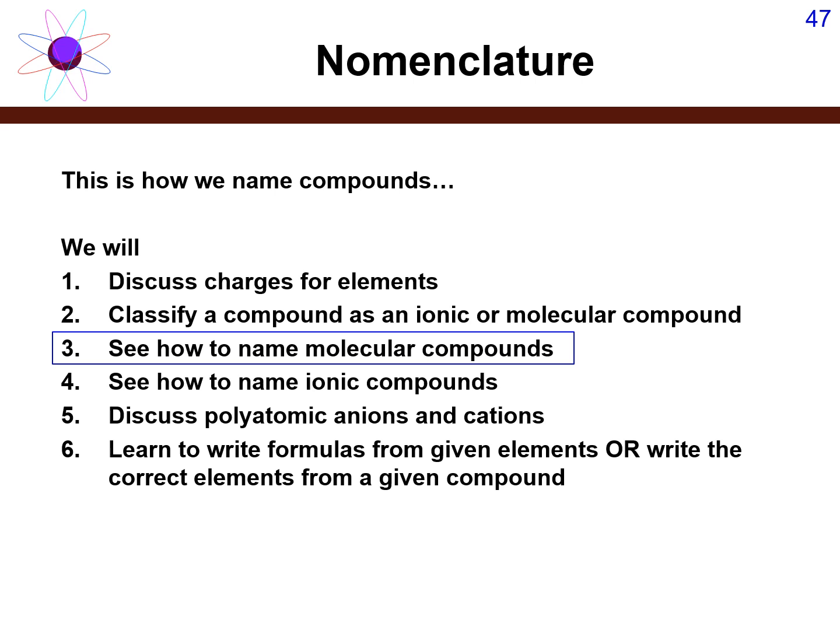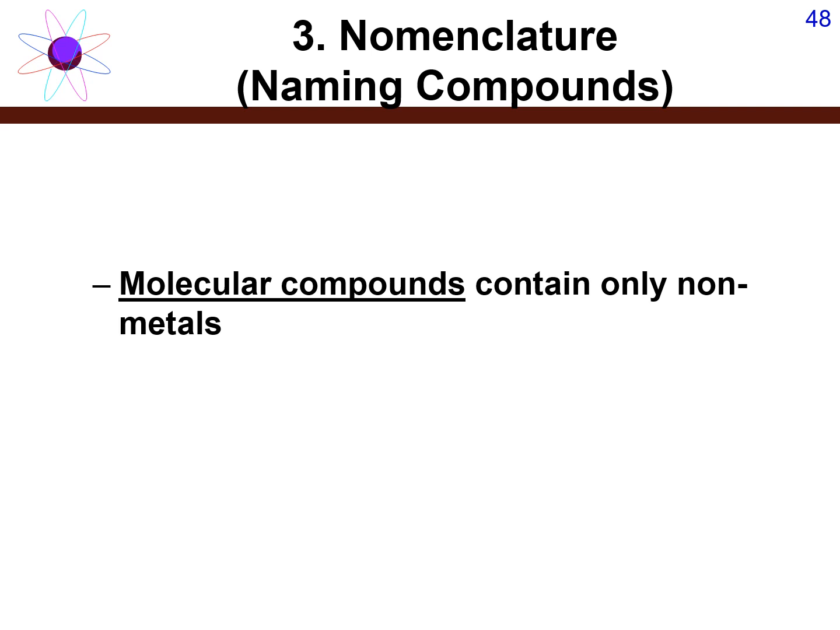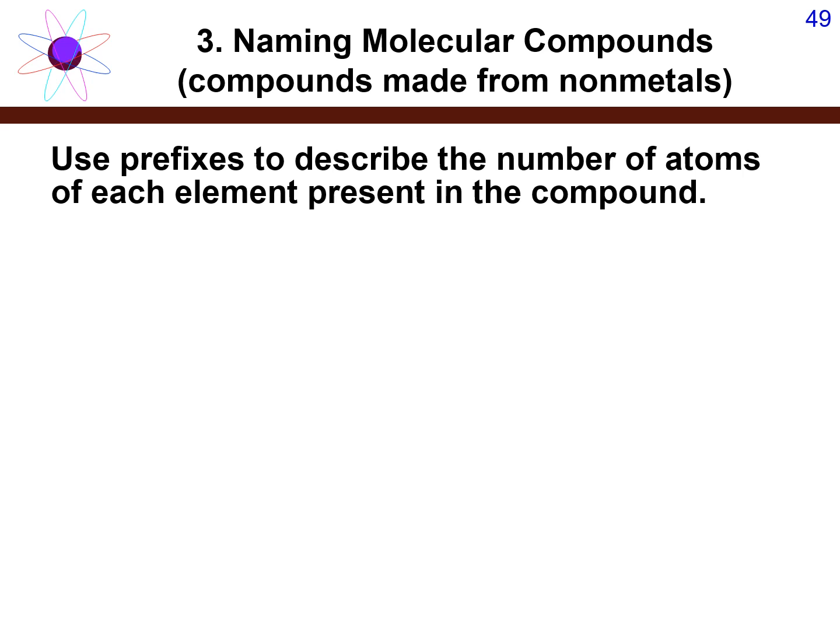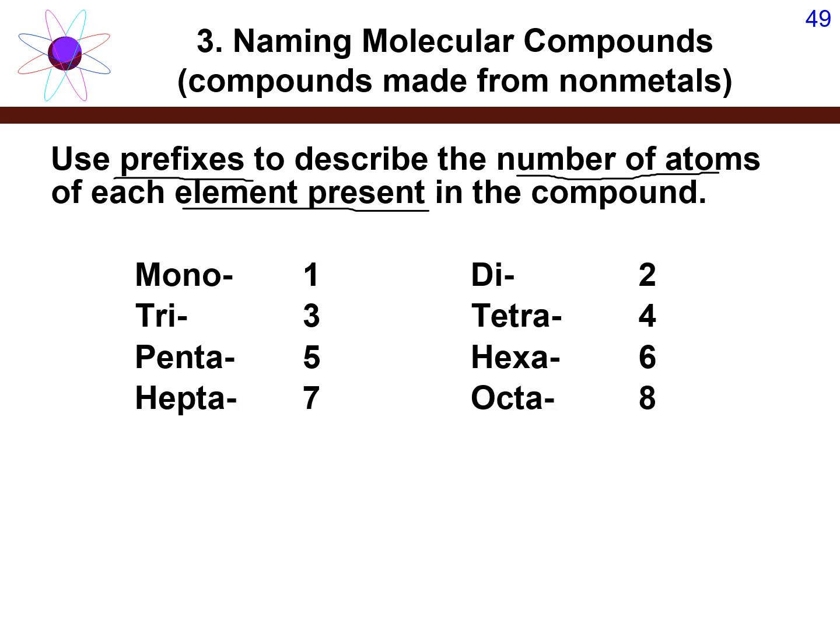Okay, so let's see how to name these molecular compounds. Molecular compounds contain only nonmetals. That's what we're focusing on, not ionic compounds right now. We use prefixes, and these are Greek prefixes, to describe the number of atoms of each element present in the compound. So mono is 1, di is 2, tri 3, tetra 4, penta 5, hexa 6, hepta 7, octa 8, nona 9, deca 10.